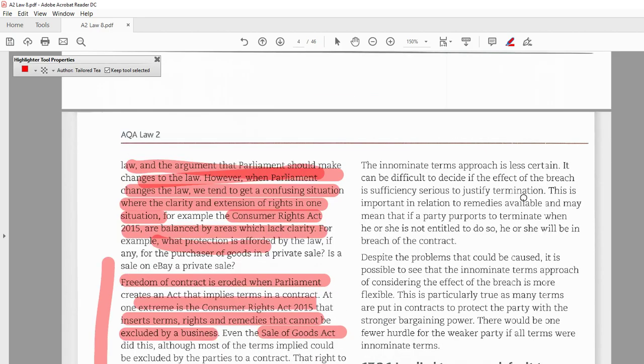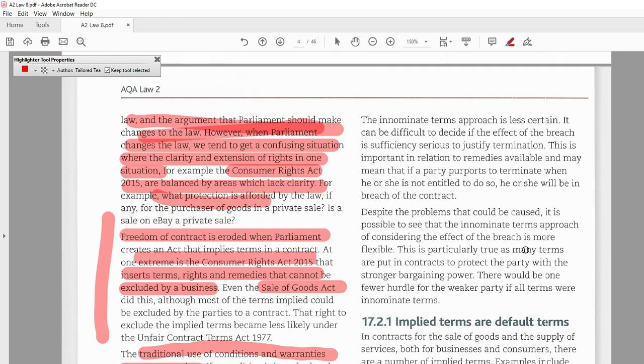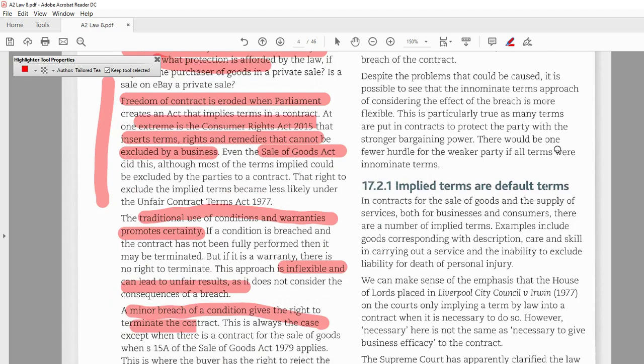Okay, this is why I said the structure of the actual chapter's poor. They've actually moved away now. They've moved away from the essay of looking at freedom of contract. They've started going back into general principles of contract. So, now we're going to look at implied terms. Implied terms are default terms. And we're going to go into that.